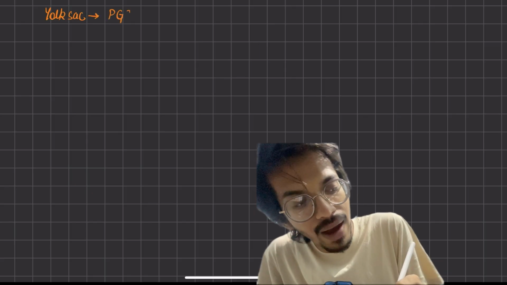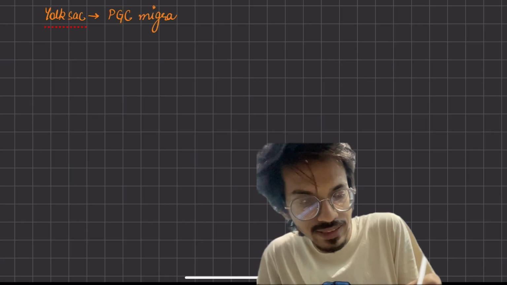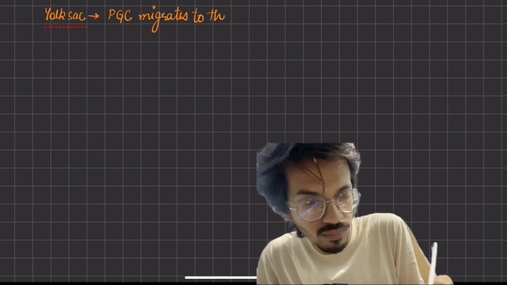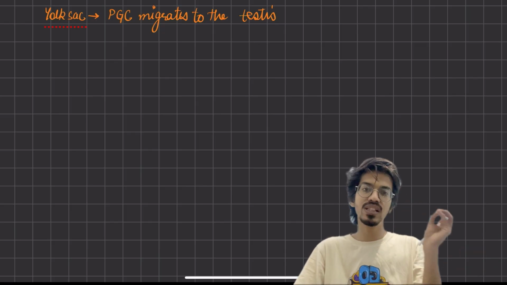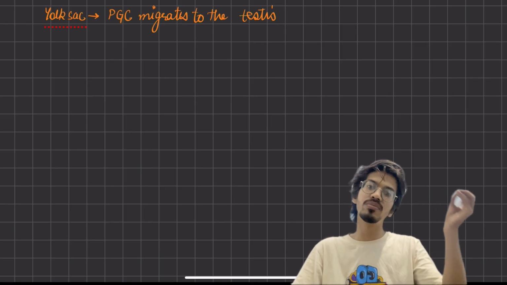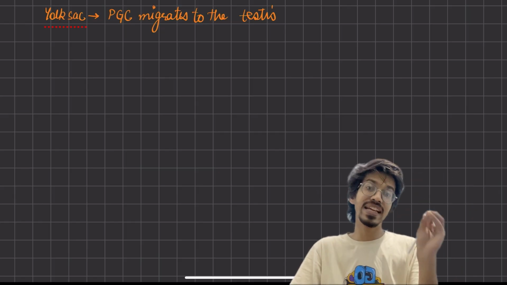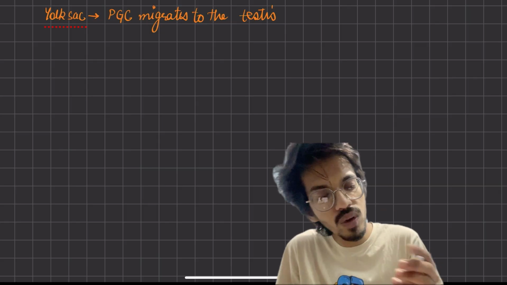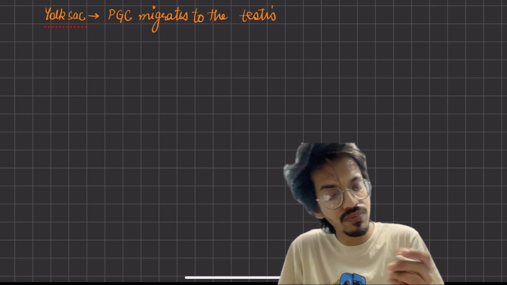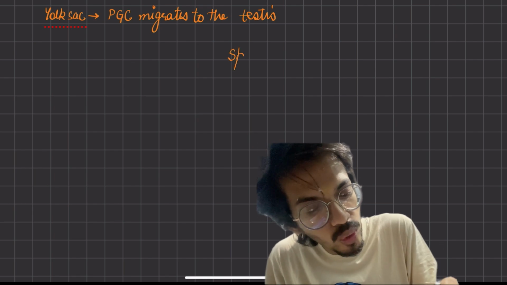They migrate to the testes. So the yolk sac has primordial germ cells which migrate from this region and go into the pelvic region where the testes will be present. Now the next thing is that over there, these primordial germ cells are called spermatogonia.